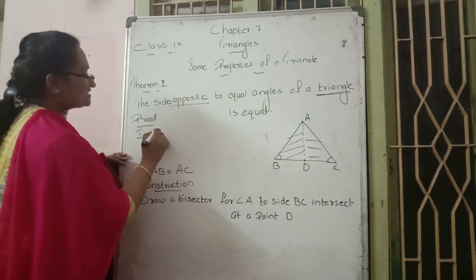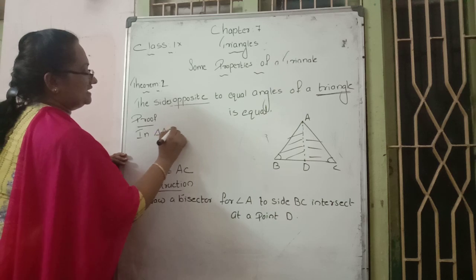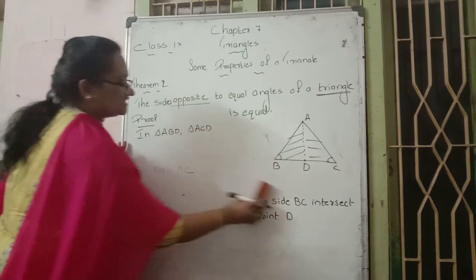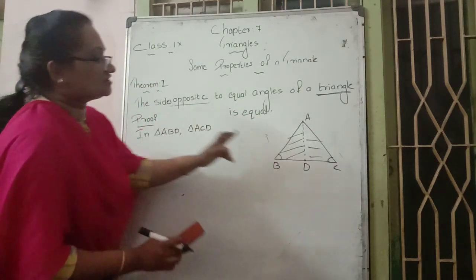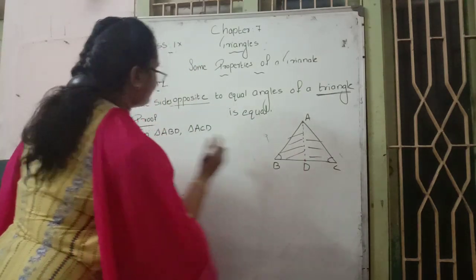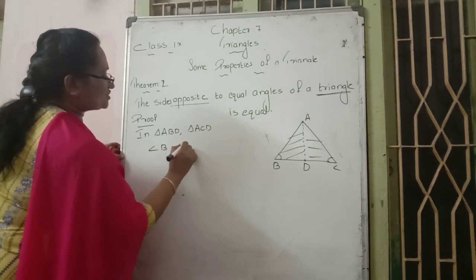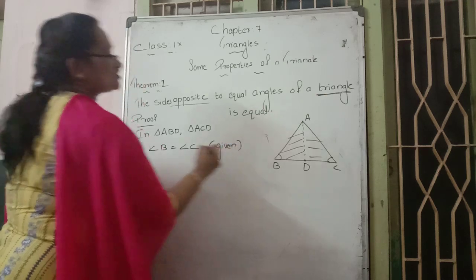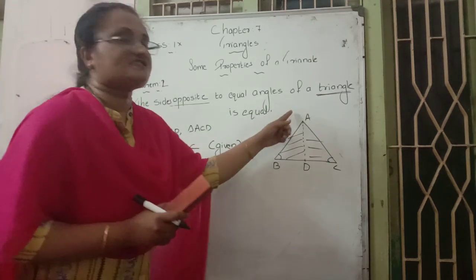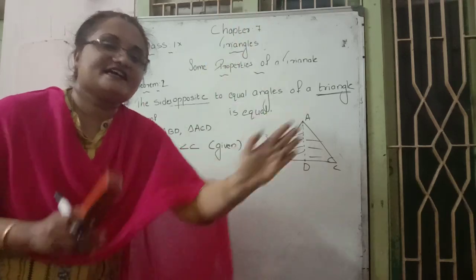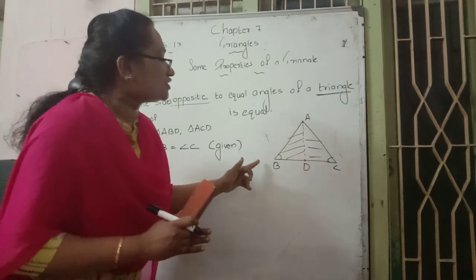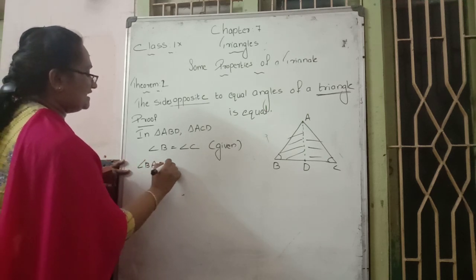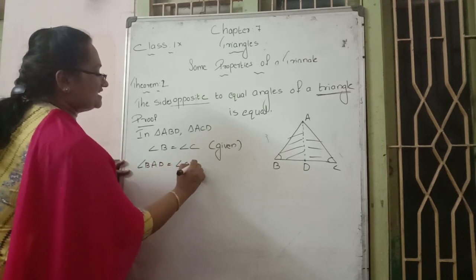Next, in the proof, we take the 2 triangles. Which are they? ABD, and the second triangle is ACD. What information can we see in this diagram? You can tell already they gave angle B is equal to angle C. It is given in the question. Next, what can we say? The bisector divides the angle into 2 equal angles. So angle BAD is equal to angle CAD.